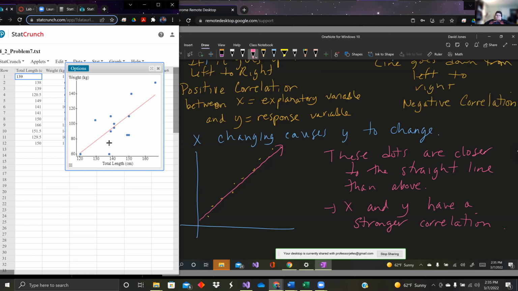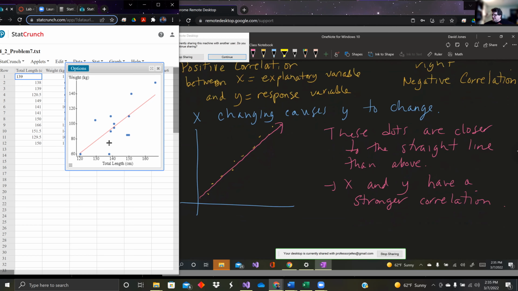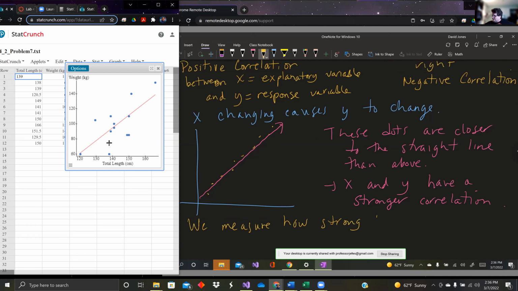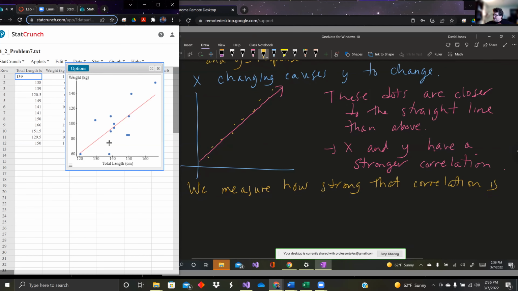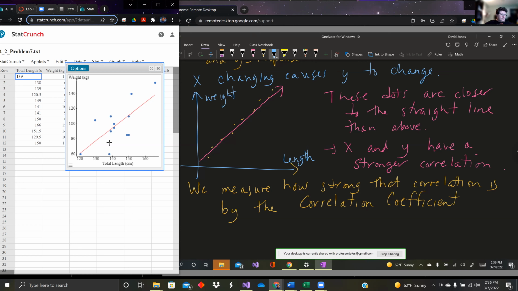And so this is a math course. We measure how strong that correlation is by something called the correlation coefficient. So this was my length right here, and these were my weight. We'll look at that more in a second, but I just want to have it there because I want to remind you, this is representing data.